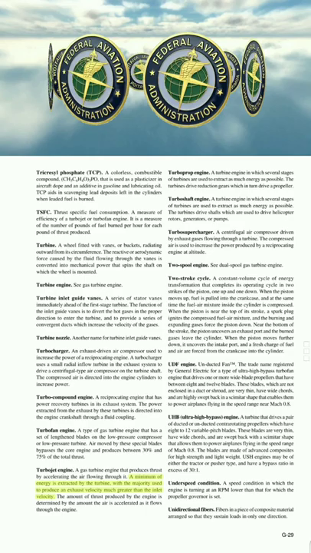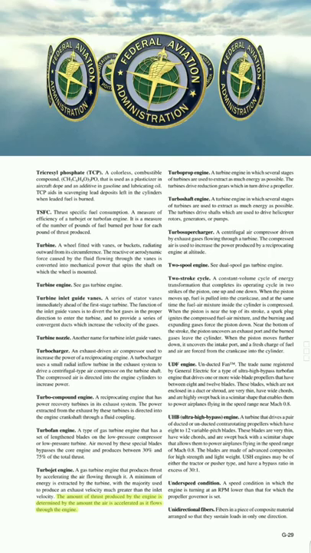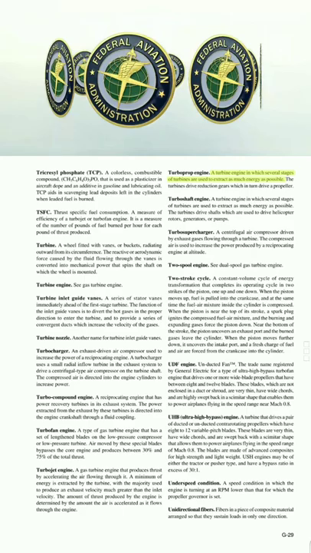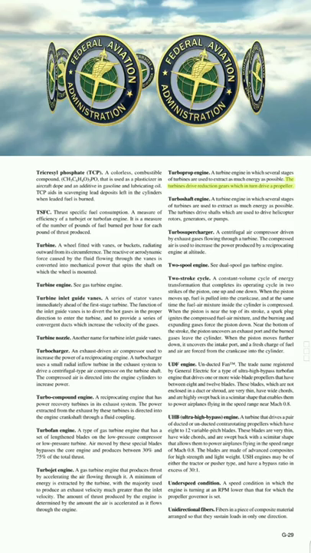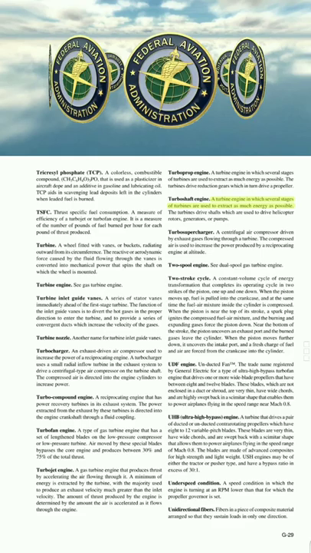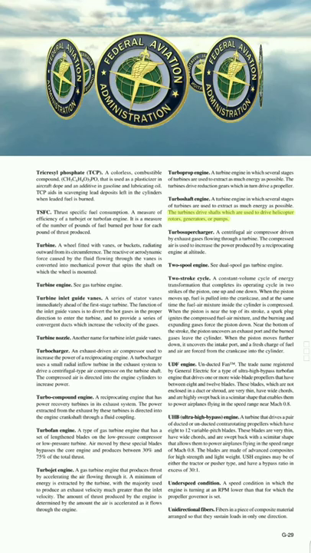The amount of thrust produced by the engine is determined by the amount the air is accelerated as it flows through the engine. Turboprop engine. A turbine engine in which several stages of turbines are used to extract as much energy as possible. The turbines drive reduction gears which in turn drive a propeller. Turboshaft engine. A turbine engine in which several stages of turbines are used to extract as much energy as possible. The turbines drive shafts which are used to drive helicopter rotors, generators, or pumps.